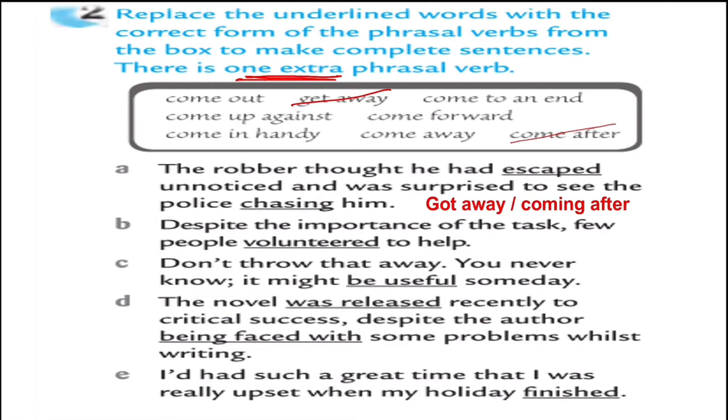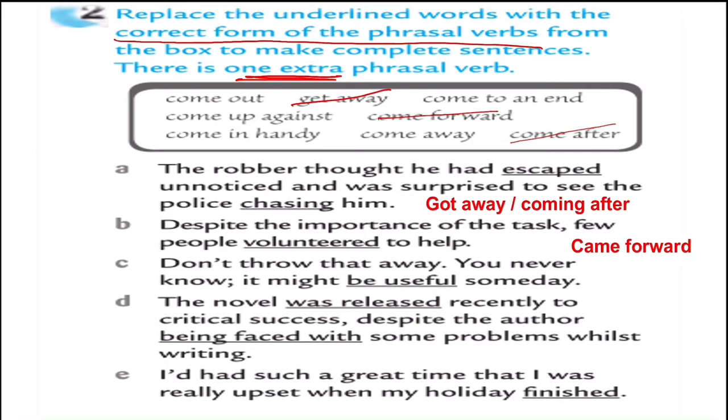Let's do the second one, B. Despite the importance of the task, few people volunteered to help. So we need a verb that means volunteer, all right? Okay, so it is came forward, all right? And here notice that I use the correct form of the phrasal verb. So this means I'm going to change come forward into came forward, all right? And this one we used as well. Let's move on to the next one.